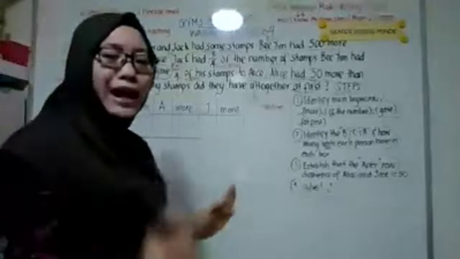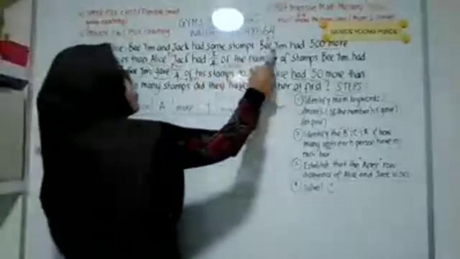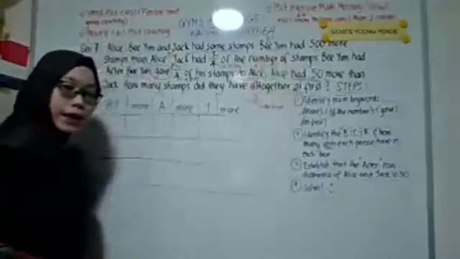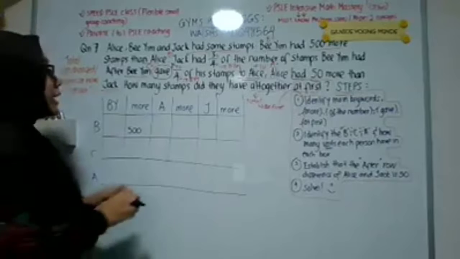I'm going to fill it up. Very easy. We go line by line. Let's start with the before row. This is called row, this is called column, the row. So before, Beam. Do I know how many units? I do not know, but I know 500 more, which means the more for Beam is 500.